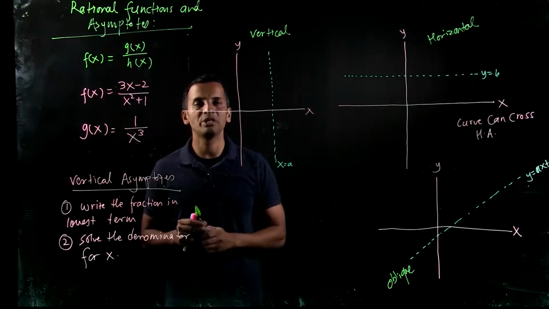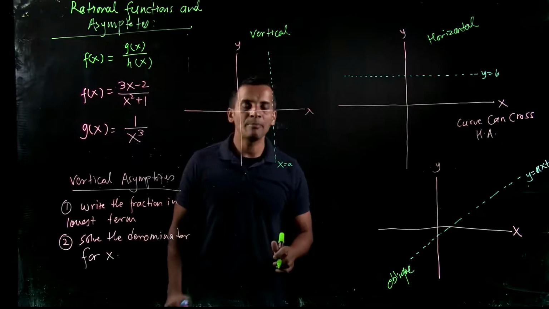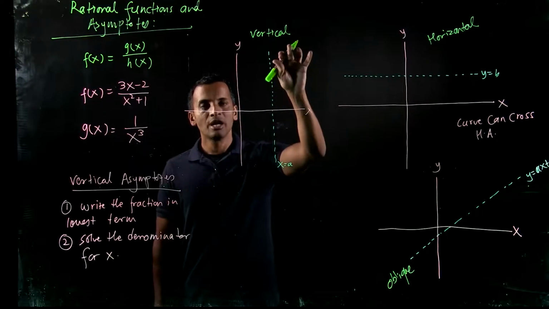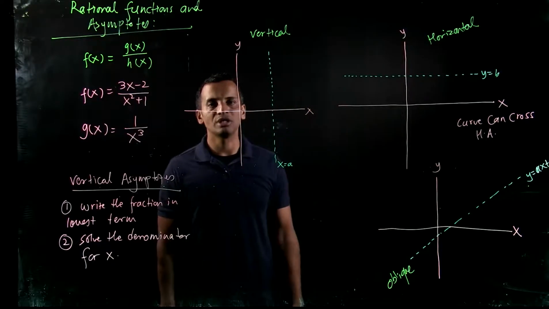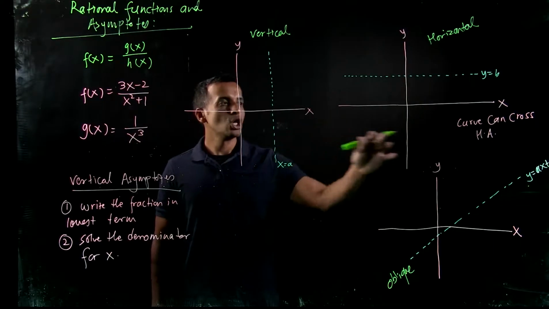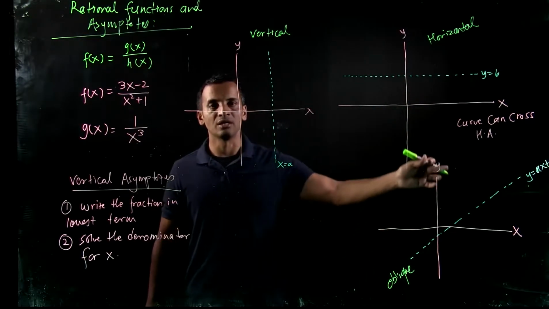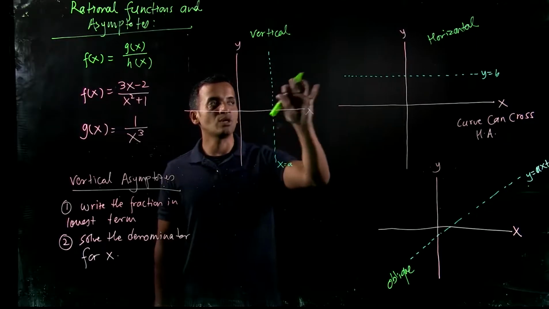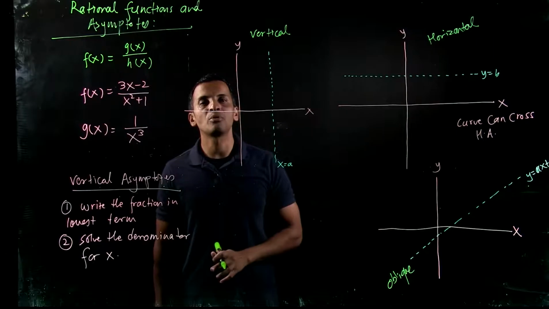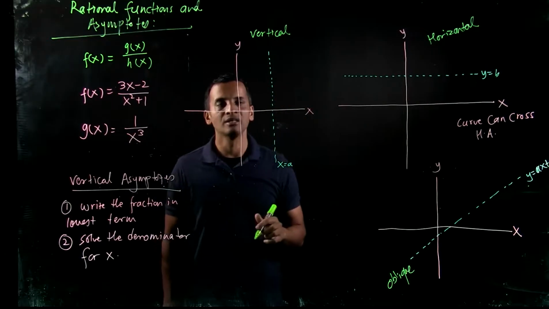So what are the possible behaviors a rational function can show? The first feature is vertical asymptotes. So what do we mean by asymptote? An asymptote is a line. That line can be vertical, horizontal, or oblique, meaning non-vertical and non-horizontal. It is a line that the function approaches, where the function gets close to that line.